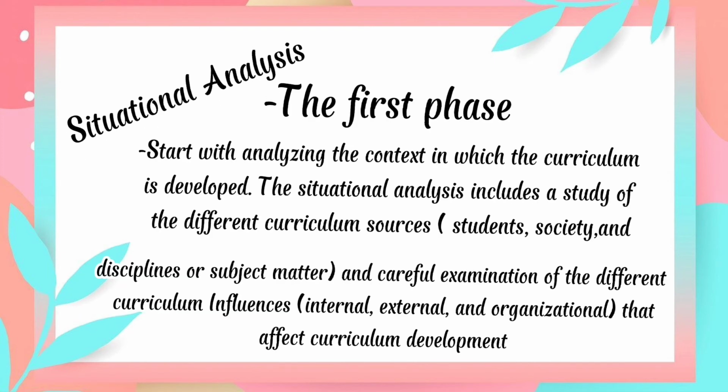The first process of developing curriculum under Pawilen's model is the situational analysis. The situational analysis is the first phase, which starts with analyzing the context in which the curriculum is developed. It includes a study of the different curriculum sources, which are the students, society, and disciplines or subject matter, and careful examination of the different curriculum influences: internal, external, and organizational.